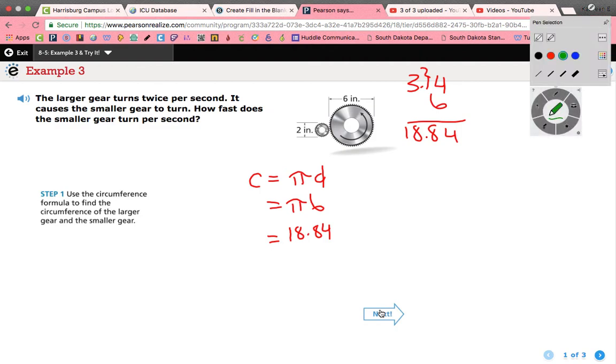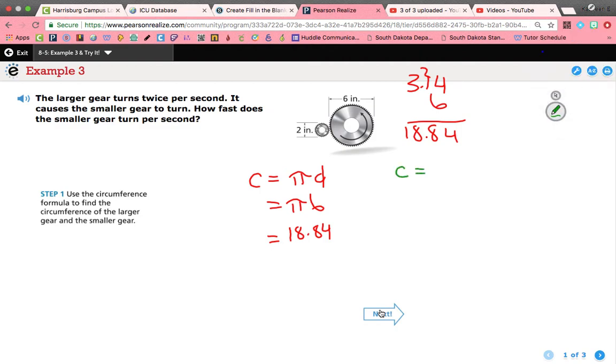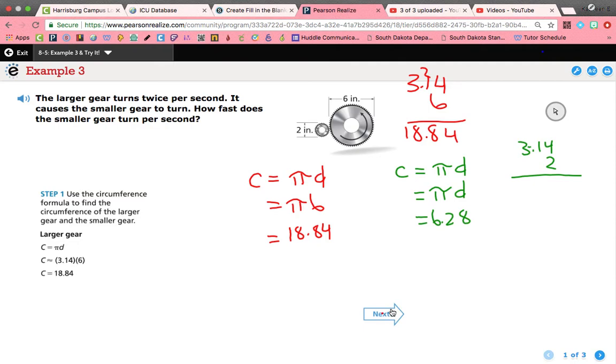Next we have the small gear. So we have circumference equals pi times diameter, which is pi times 2, which is 3.14 times 2, 6.28. Okay, that's our step 1. We did that. Next there's that 18.84, 6.28. Says go to the next page.